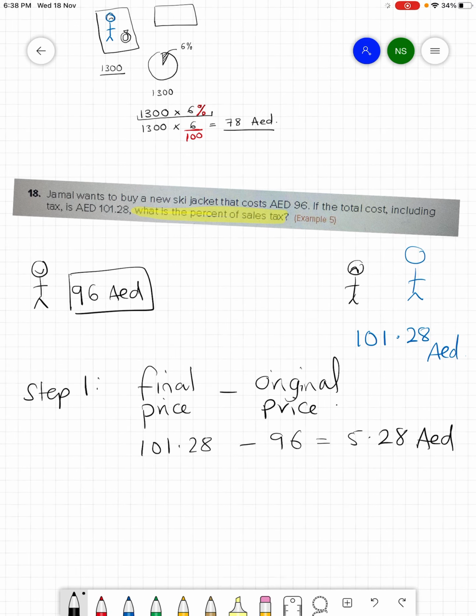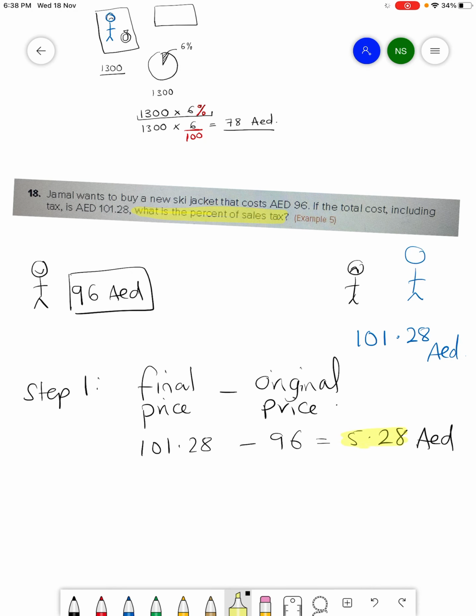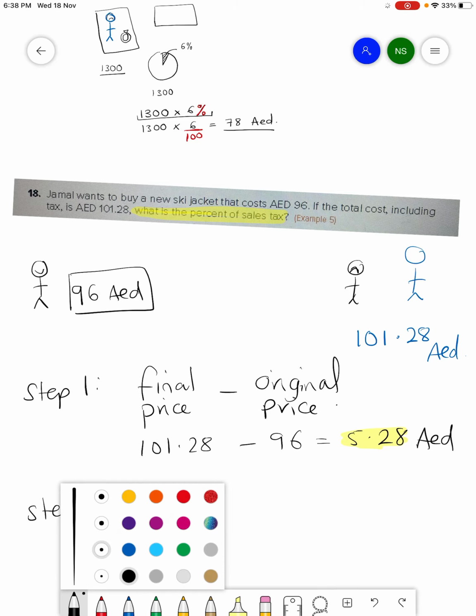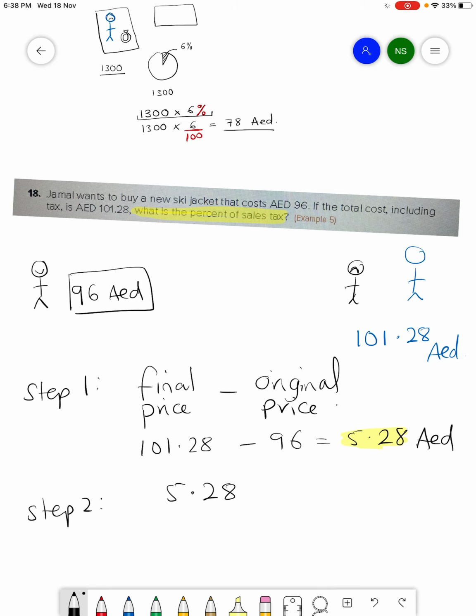Okay, so what are we going to do with this number? Do you remember? So this is our number. This is how much extra he had to pay. Step 2 is to take that amount, 5.28, and divide it by the original amount. What was the original amount? 96. So divide it by the original amount. And then don't forget, we're trying to find what percent of sales tax. So we're going to have to multiply this by 100 to get our percentage. When you calculate that, you should get 5.21.